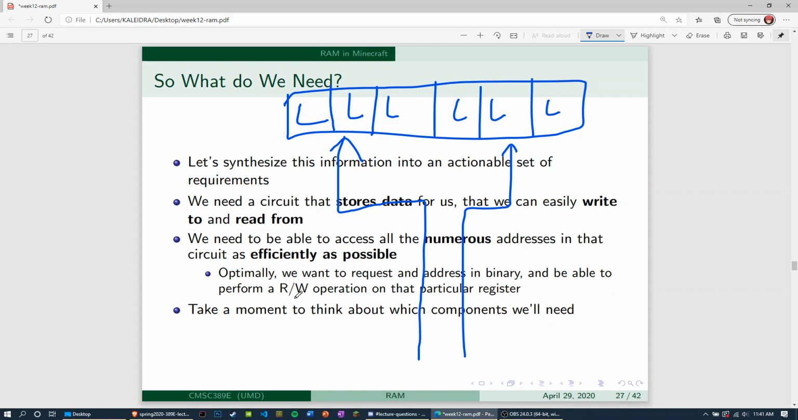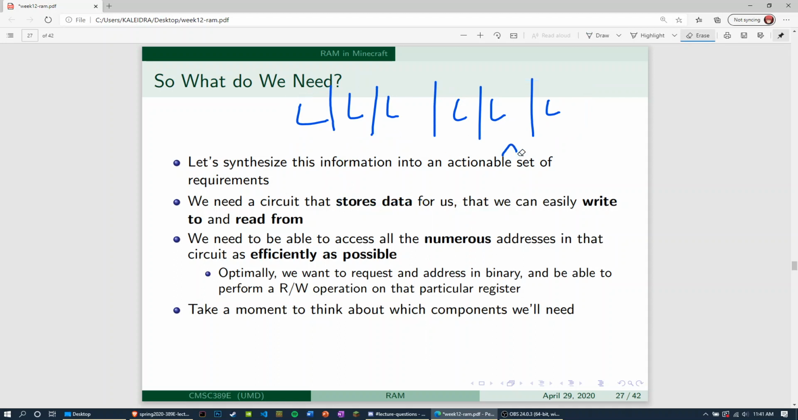In that sense, it should be very easy to say, okay, well, I'll just mux it and take whatever I mux over to, right? So if I get asked to go to register 3, then my mux will just send me there using the select wire.